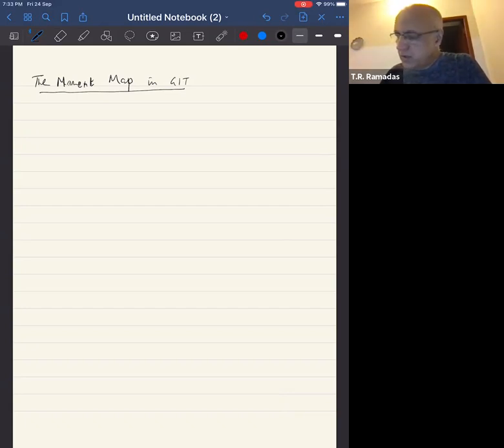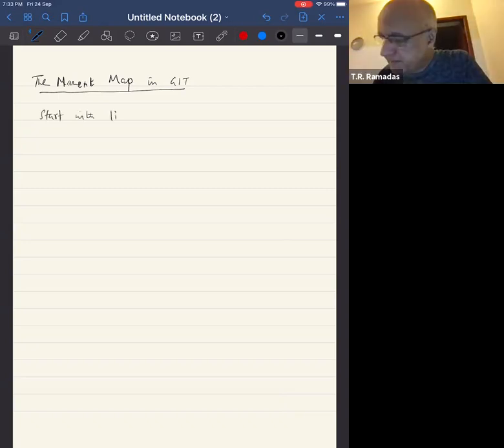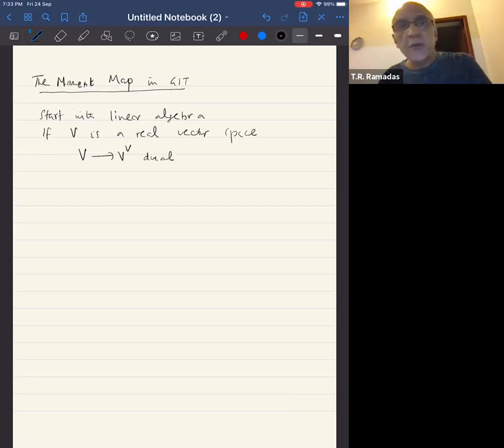tell you roughly what the moment map is. So start with some linear algebra. If V is a real vector space, and I'm given a linear map from V to V dual, its transpose is also a linear map from V to V dual.